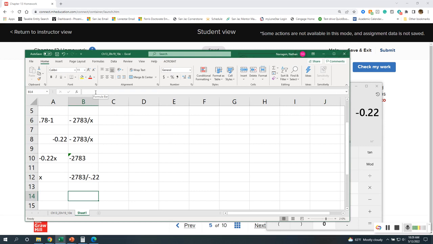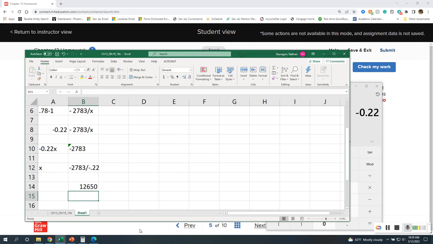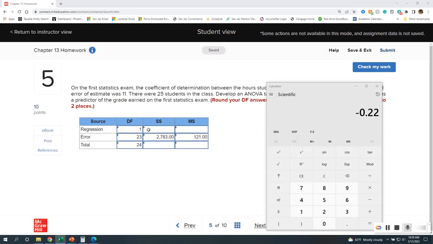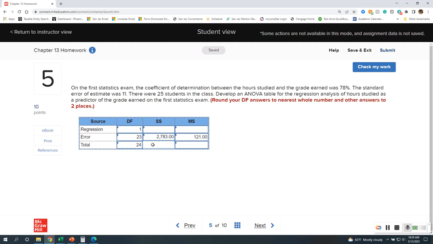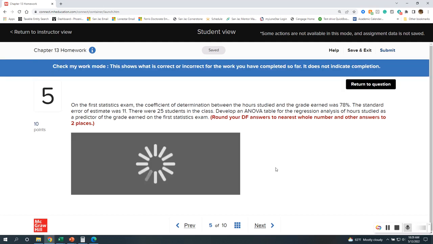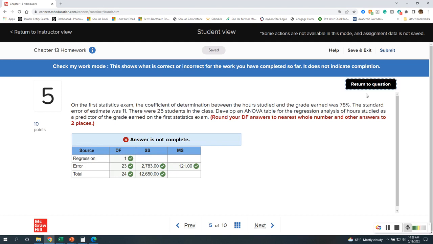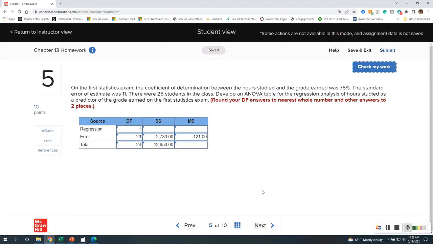Okay, now we just go ahead and solve. So negative 2783 divided by negative 0.22. So we're looking at 12,650 is our total. Again, we'll check, make sure we did our math, and there it is. So, a little bit of algebra here. That does end up happening.